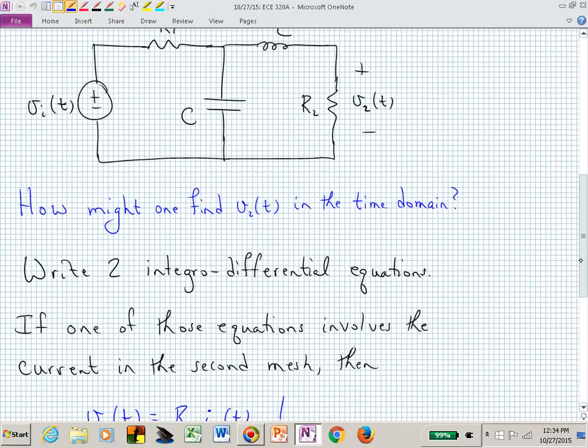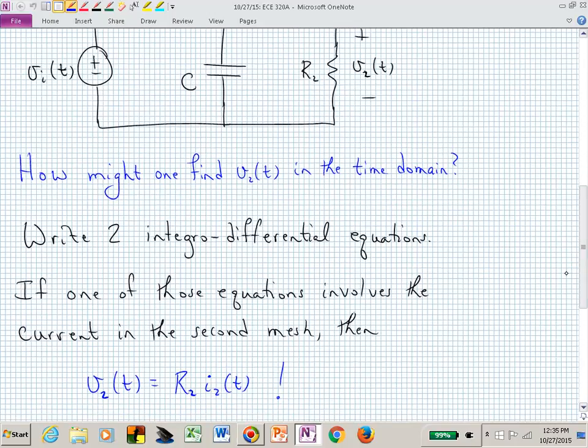But if you had to solve this based on what you know today, you might start writing differential equations for that circuit, or integral differential equations. And a lot of times we happily want to write mesh equations. If we wrote two mesh equations, we might have a second mesh, a current I sub 2 in that second mesh. If we know that current as a function of time, then we can immediately write down what the voltage is across that second resistor, R2. V sub 2 of t is just R sub 2, I sub 2.